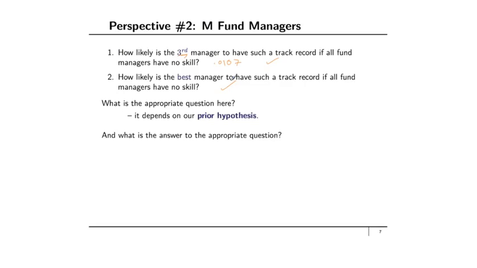Why are we focusing on this manager? Is it because he was the third manager, we'd pre-selected him in advance, or is it because he was the best manager, and that's why the manager's track record has come to our attention? Depending on which hypothesis is correct, we get a very different answer. With the first hypothesis, we see it's 0.0107. With the second hypothesis, where our interest in the manager is because he is the best performing manager out of M, the second question is the more appropriate.